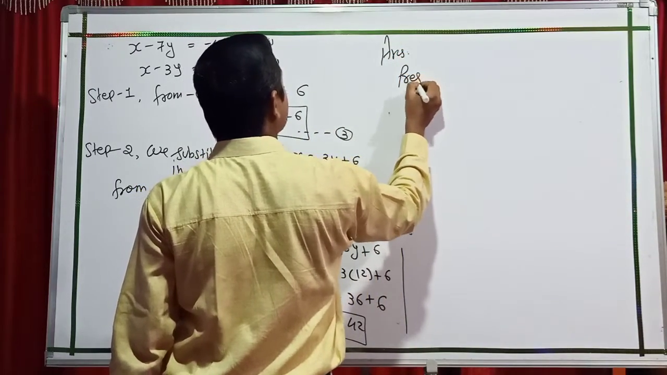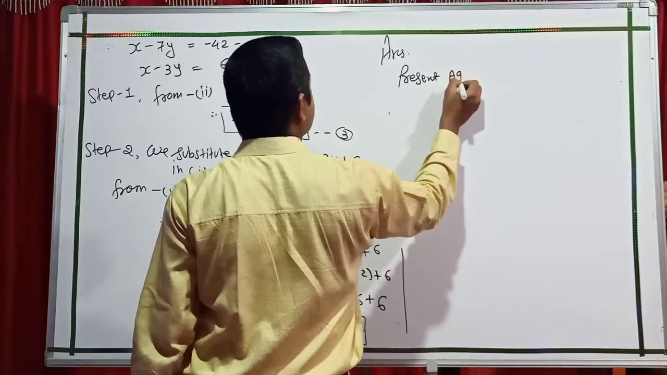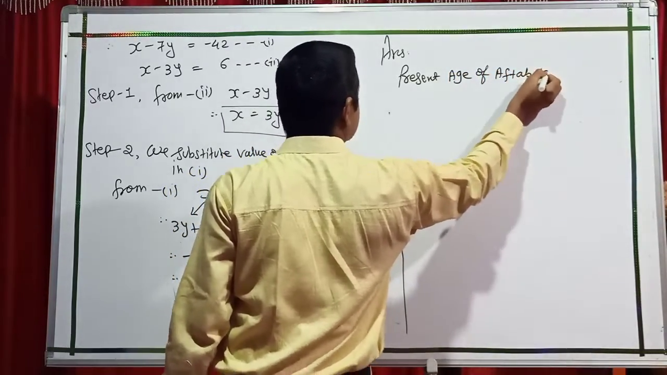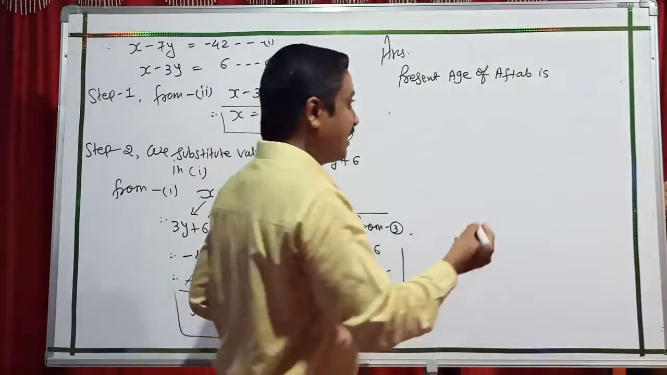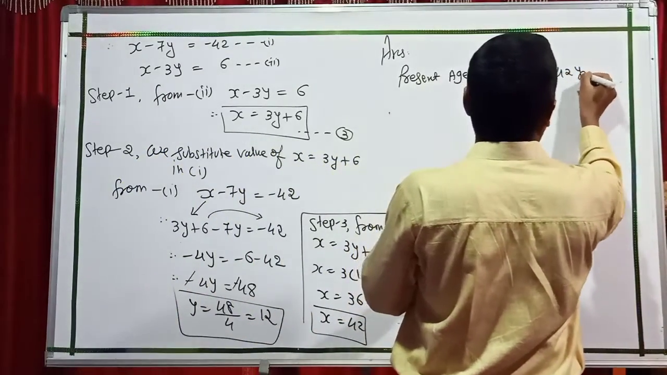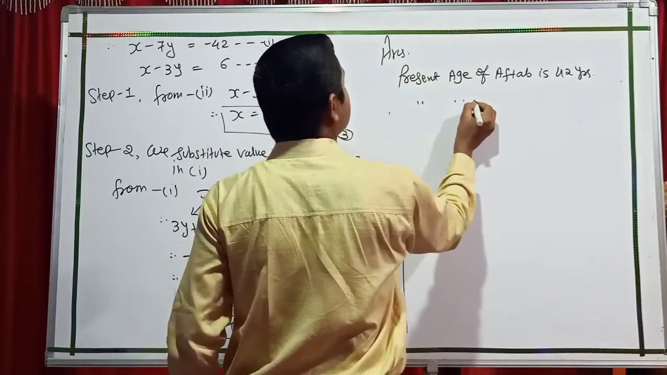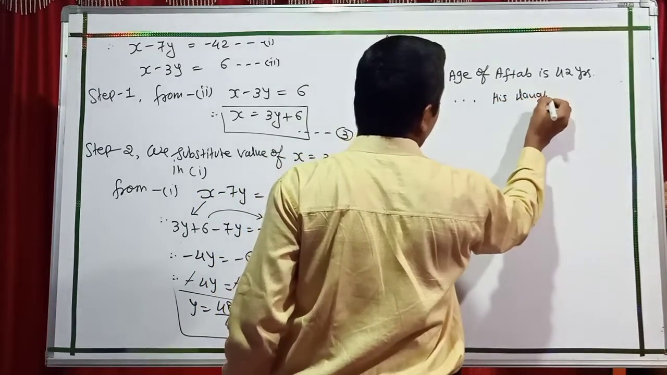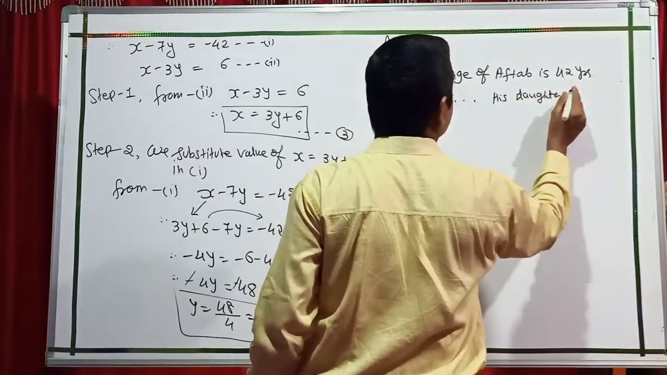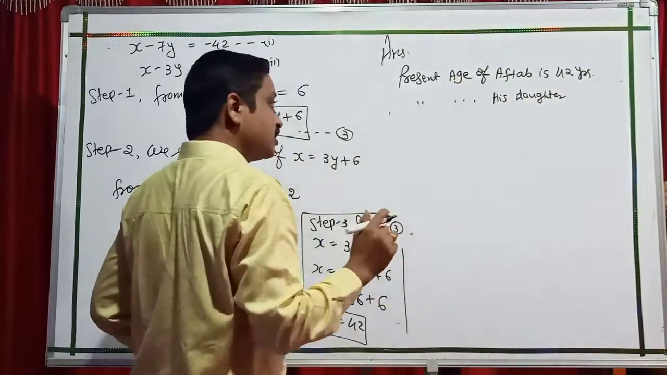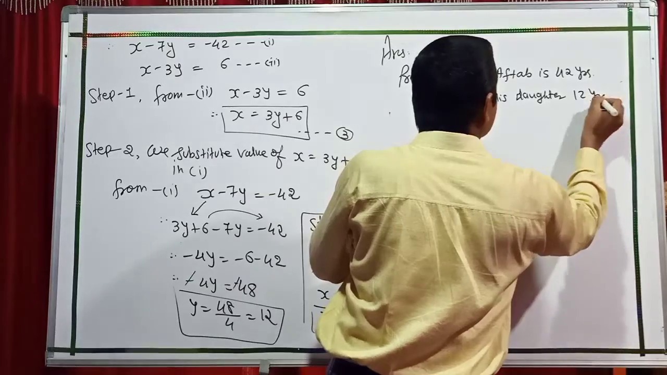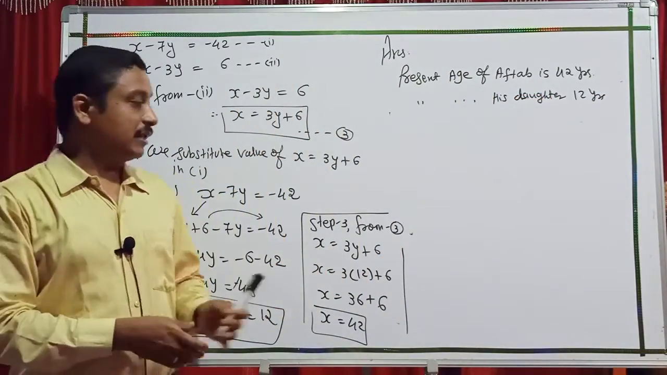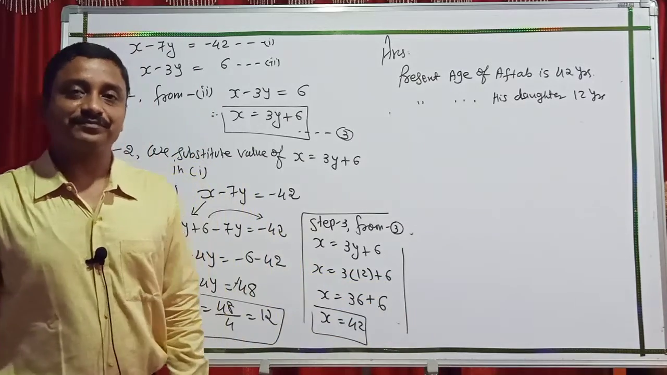Present age of Aftab is x, taking x, yes, it is 42 years. And the present age of his daughter, how many? Daughter's age is 12 years. That is our final answer, students, and this example is easily finished.